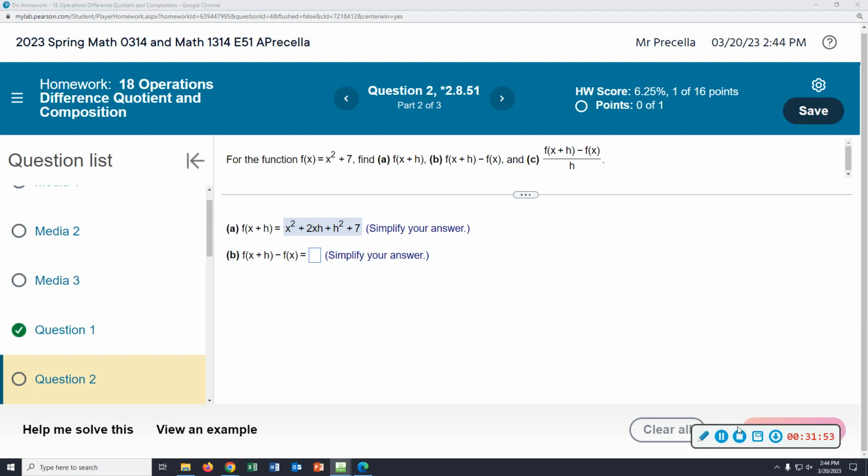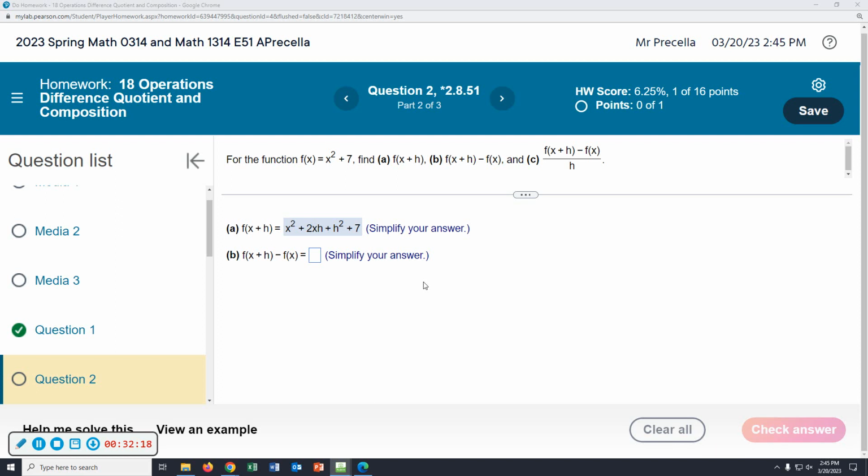Now, let's do the second part. Part B says to find f of x plus h minus f of x. F of x plus h minus f of x.